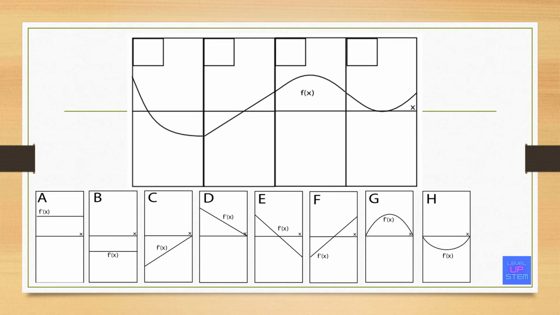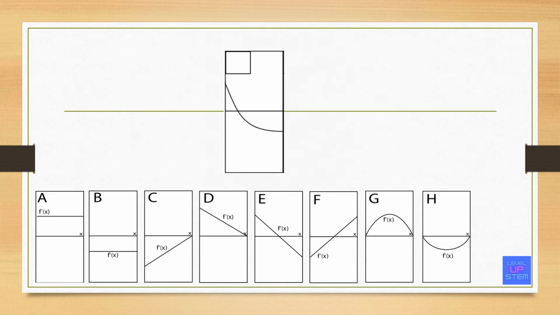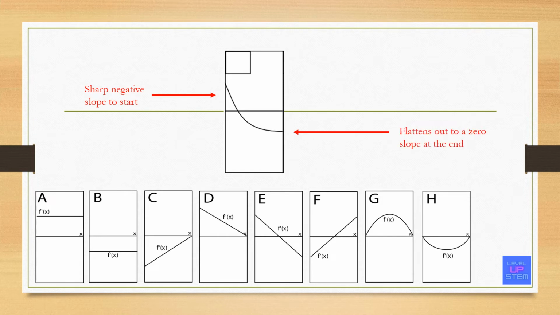So here are our options. Let's break this down section by section. In this first section, we're going to notice that it starts with a sharp negative slope and ends in a zero slope. It flattens out to a zero slope. So which of these A through H options do you think corresponds to that? If you said C, you're right, because C begins in the negative, like a negative y value, and ends at a zero y value.